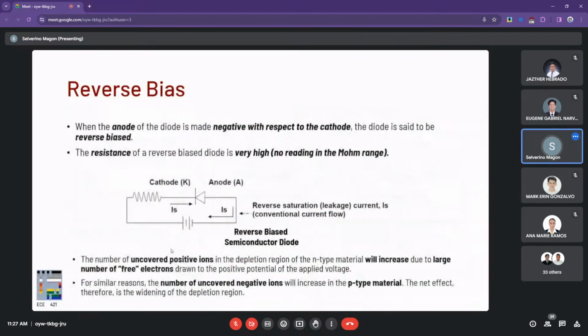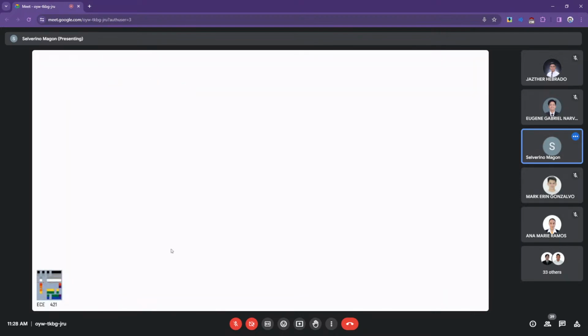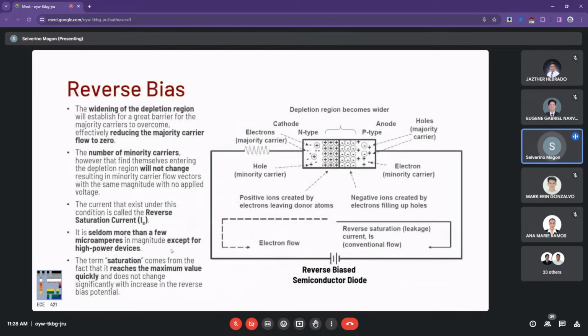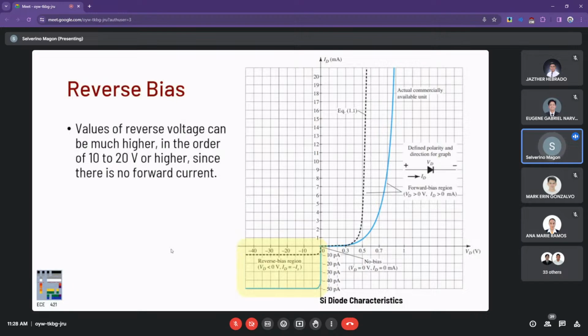So let me just go back to the term saturation. It comes from the fact that the current reaches the maximum value quickly, and no further increase happens with the reverse bias potential. Later we'll see the graphs for that to give us further intuition. And actually, here it is.